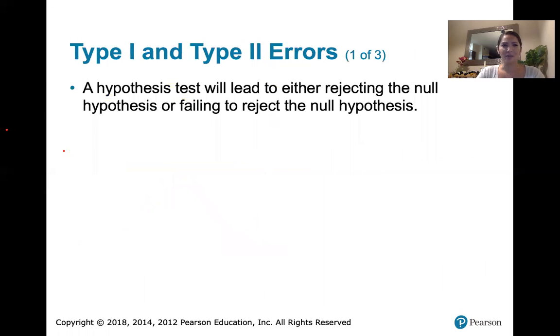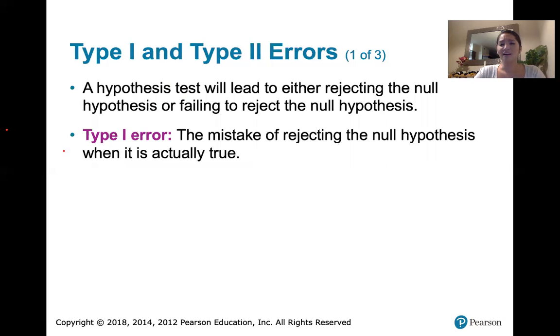That leads us to type 1 and type 2 errors. So we're either going to reject the null if that value is significantly high or significantly low, or we're going to fail to reject the null if the value of p hat or x bar or the sample standard deviation is not significantly high or low, is sort of typical given that the null is true. So we're going to make one of those decisions.